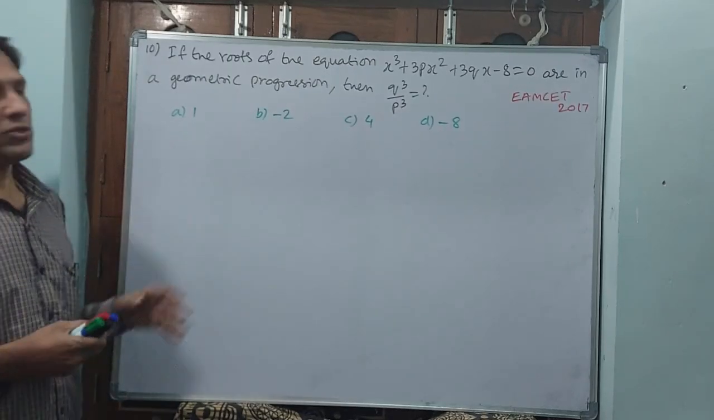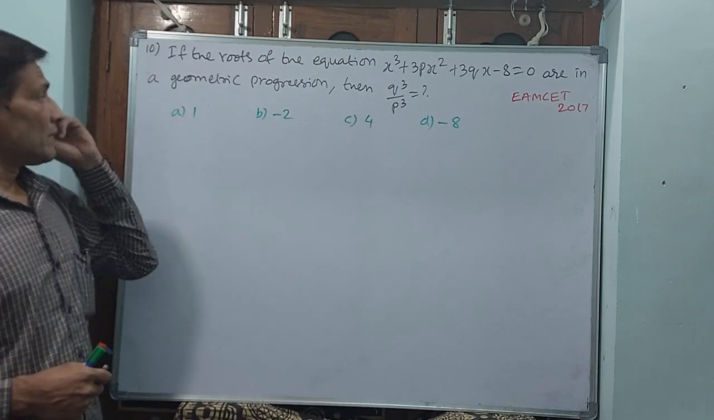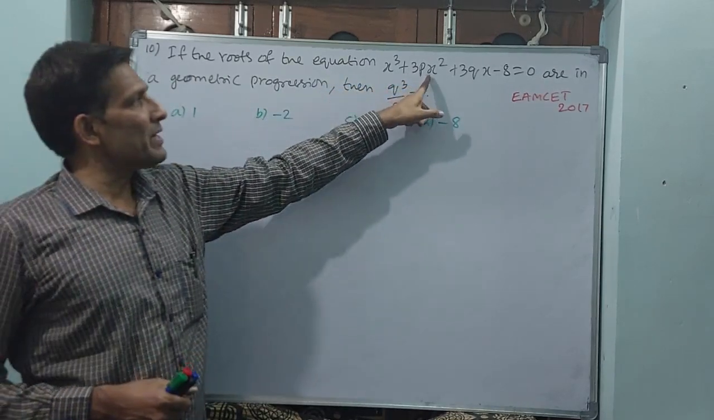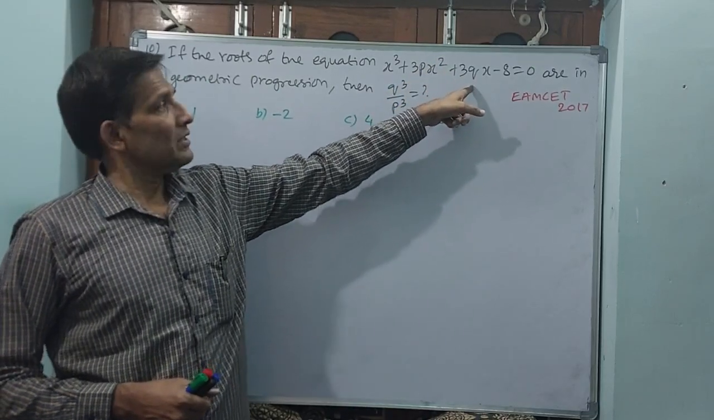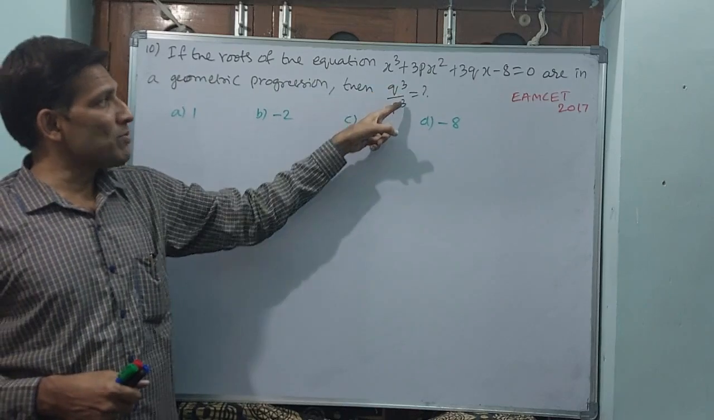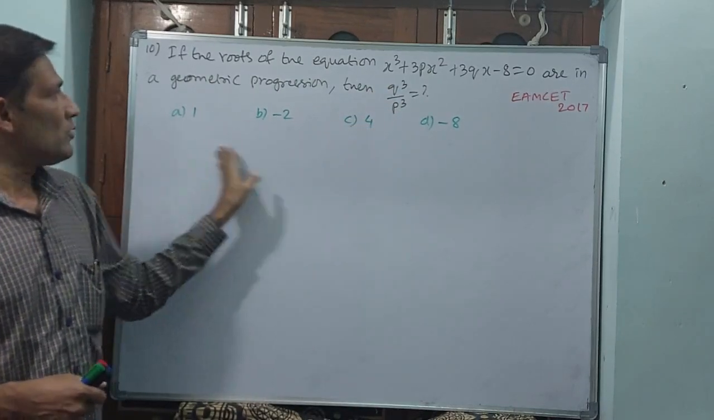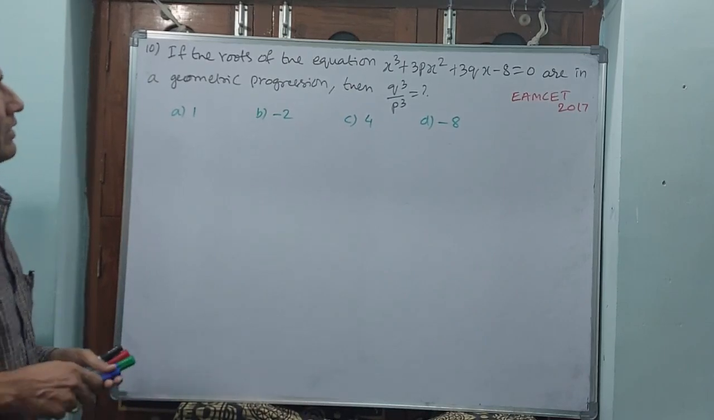See, this question is also on geometric progression. See how I am tackling this question. If the roots of the equation x cube plus 3p x square plus 3q x minus 8 equal to 0 are in geometric progression, then they are asking the value of q cube by p cube. EAMCET 2007. See what I am writing.